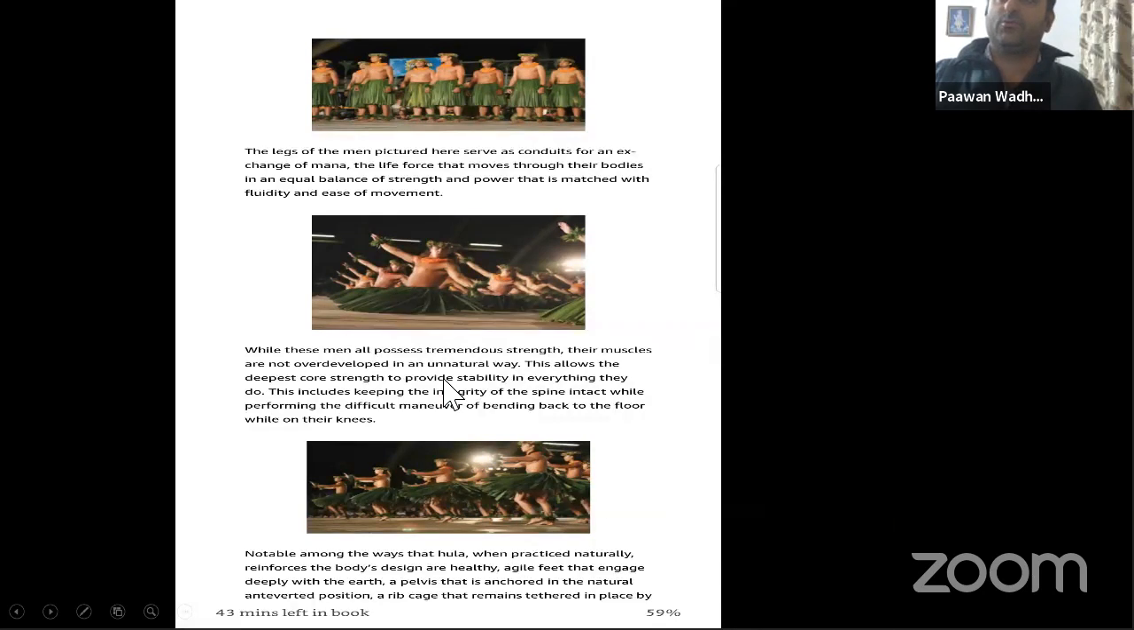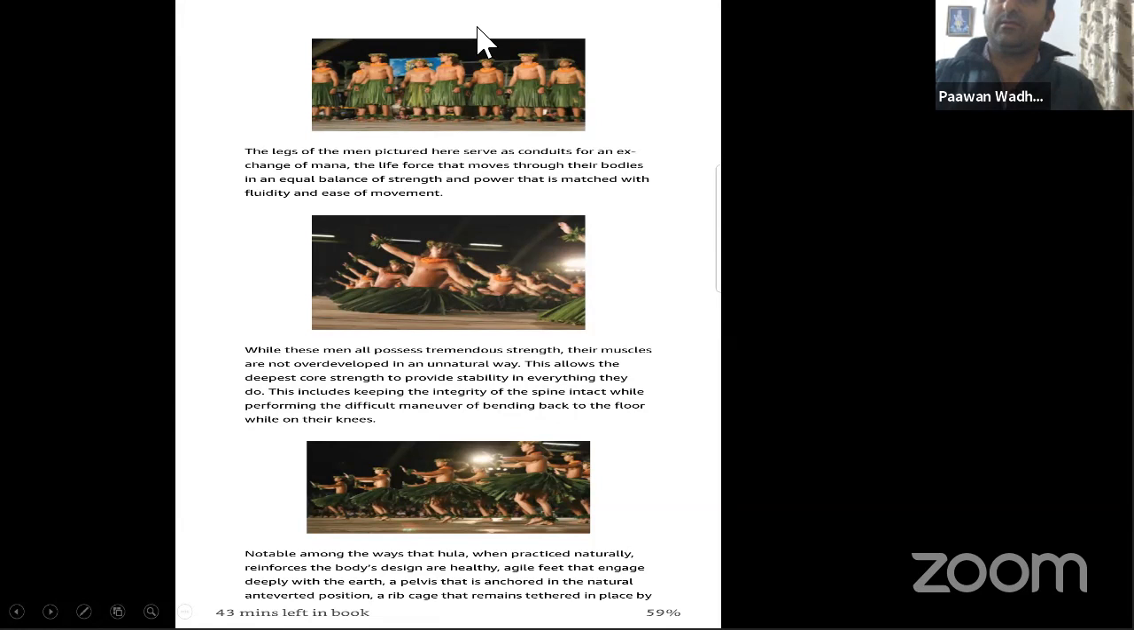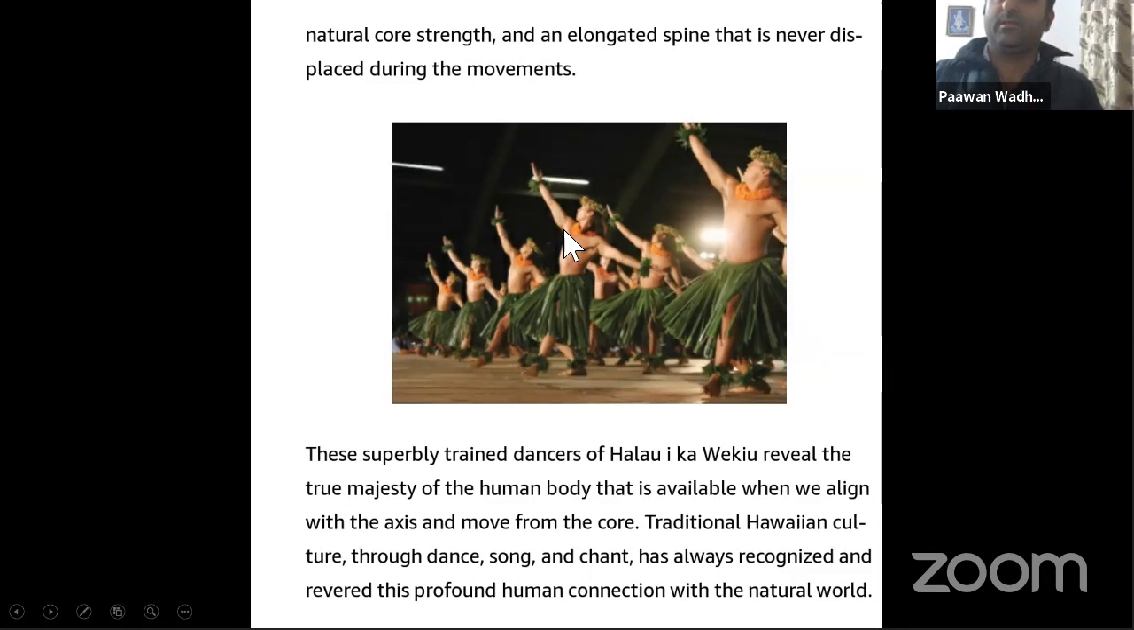These are the pictures from the hula dance. So these people integrate their mana and their bodies, and they dance in proper alignment, so that their energy increases to dramatic levels, and they do meditative dance like this when they're aligned properly. Look at them, they're aligned. These superbly trained dancers of Halau Hula reveal the true majesty of the human body that is available when aligned with the axis and moving from the core.